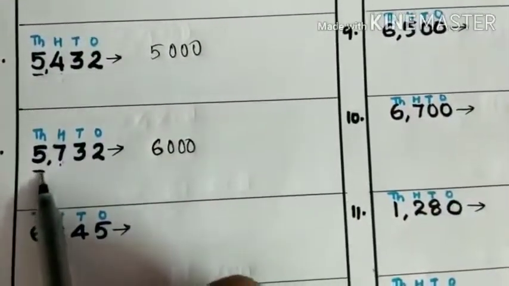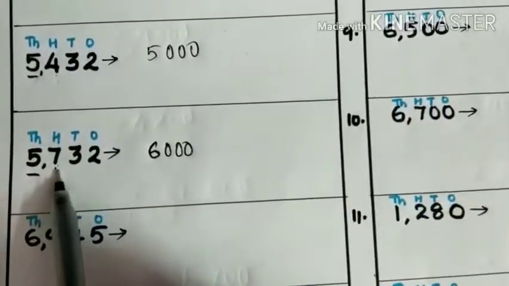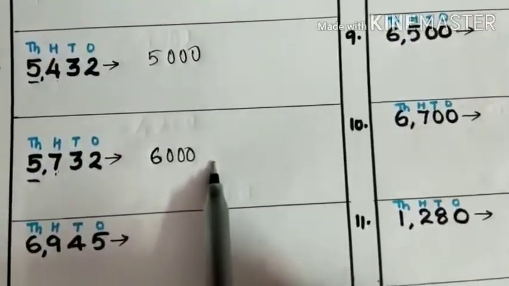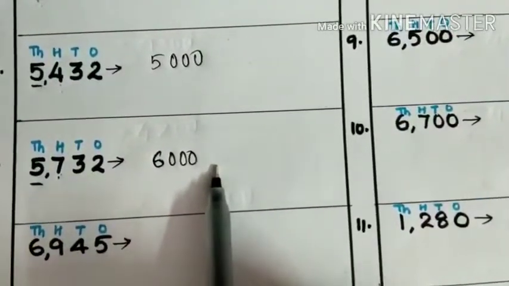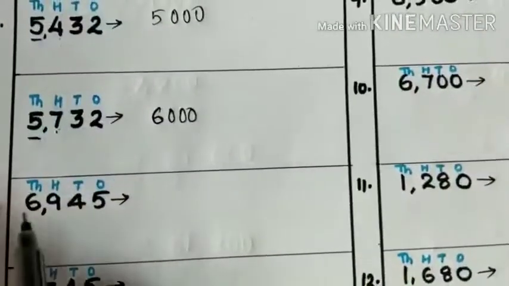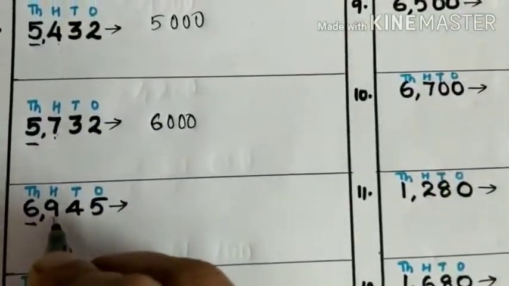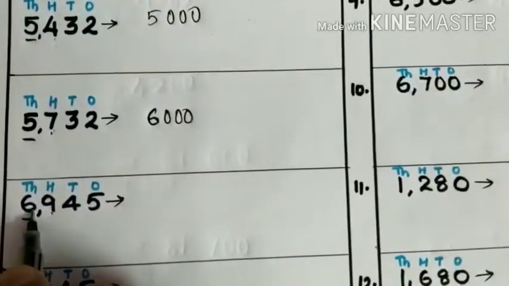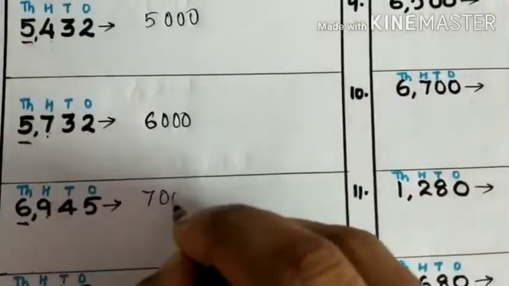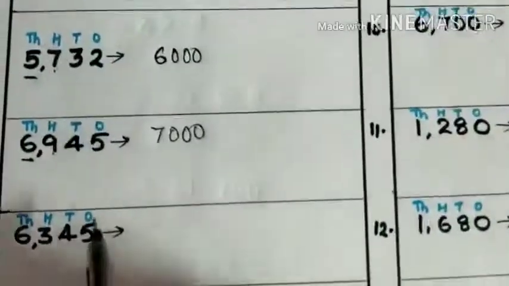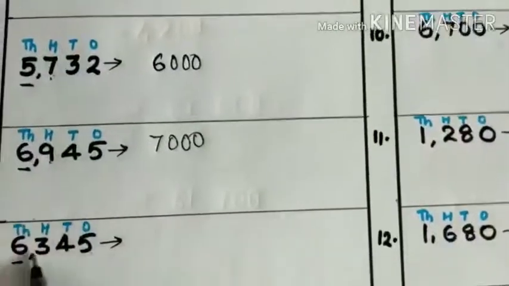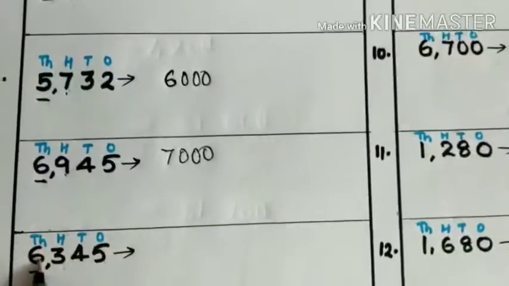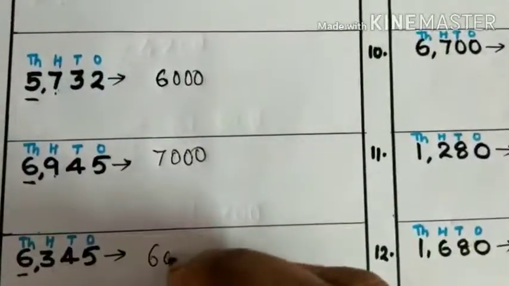5732. Underline the thousands place digit 5. Hundreds place 7. Greater than 5. So 5 will change and become 6. Rounded up to 6000. Underline the thousands place digit 6. Next hundreds place digit 9. 9 is greater than 5. So 6 will change and become 7. 7000. Underline the thousands place digit. Next, hundreds place digit is 3, less than 5. So no change for 6. 6000.